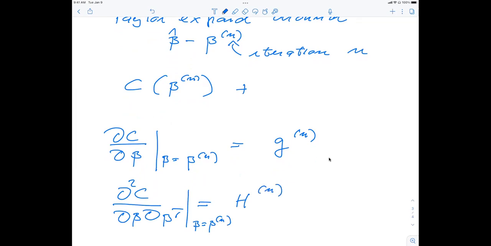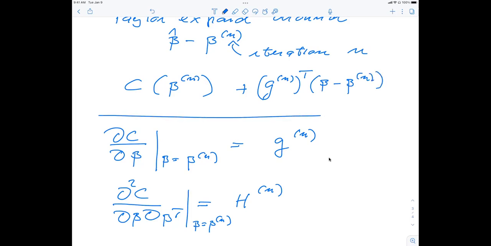So what it means then, when we calculate these quantities, we are going to have a g of n, and this is being transposed. These are actually vectors, and we are performing the Taylor expansion of the cost function, which is a scalar. So when we are multiplying with vectors, we have to take the transpose of one of them, and then we multiply with the vectors beta minus beta of n, like this. So let me put this in a box here, because this is just an aside.